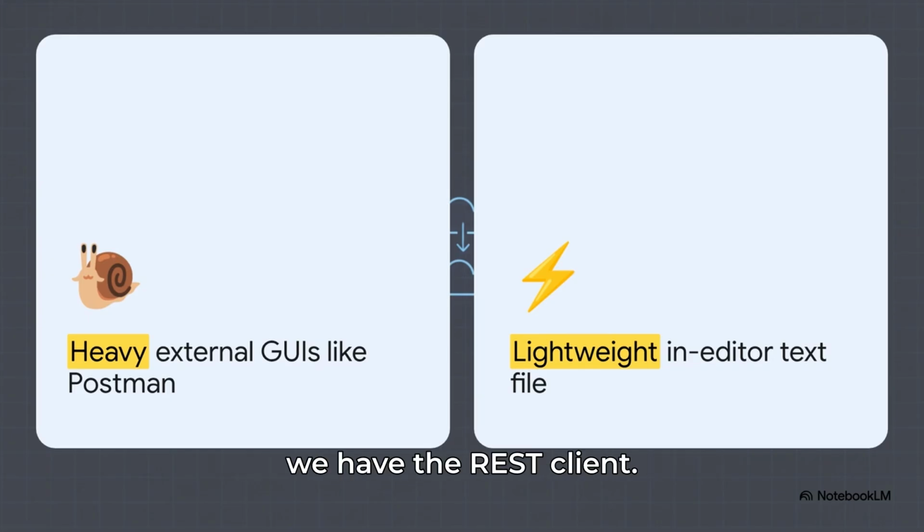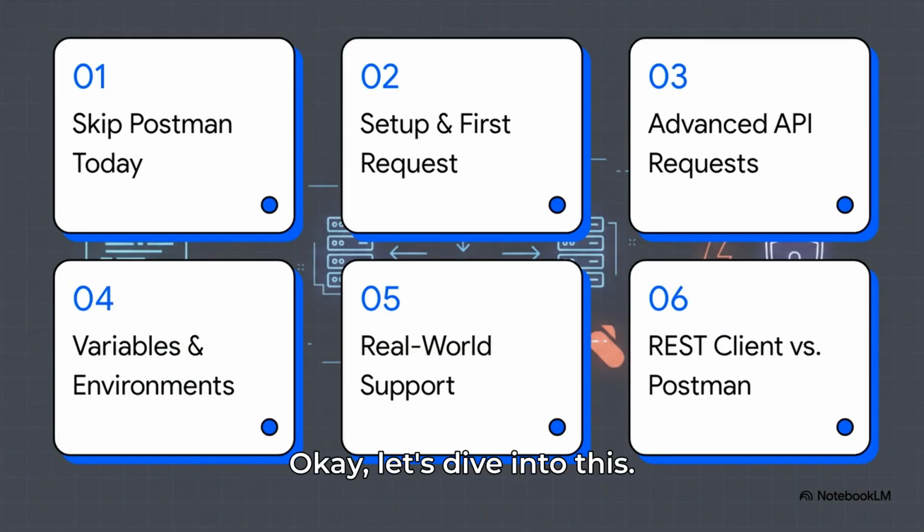On the flip side of that, we have the REST client. It's an extension that turns a simple, lightweight text file right inside your editor into a fully functional HTTP client. No account syncing, no heavy Electron apps crashing on you out of nowhere, just you, your code, and instant responses. Okay, let's dive into this.